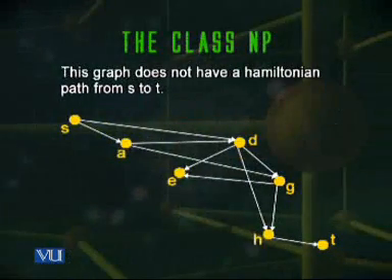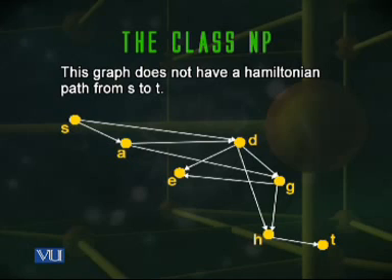Let's look at another graph. Here is a graph and it has two vertices S and T, and this graph does not have a Hamiltonian path from S to T. To convince yourself that it does not have a Hamiltonian path from the vertex S to T, what you have to do is to stare at this graph and try to find one, and exhaustively prove to yourself that there is no way to go from S to T by using each vertex of the graph exactly once.